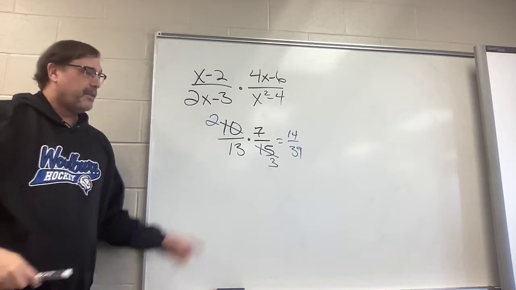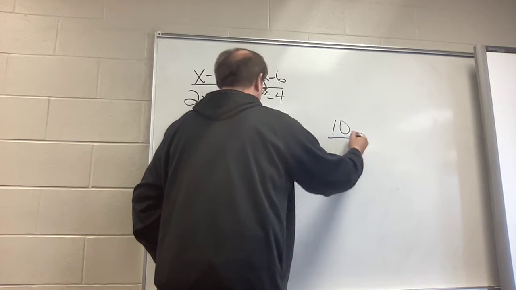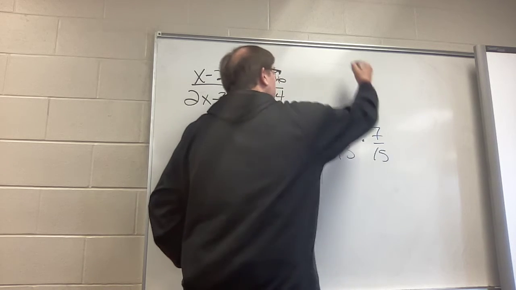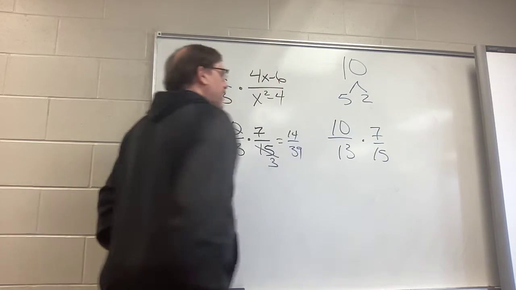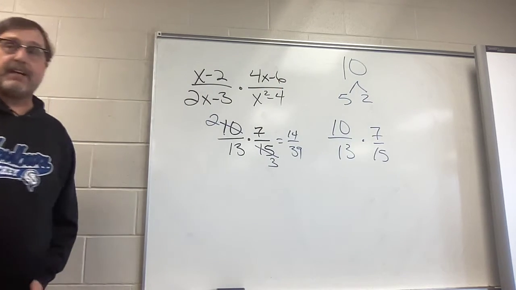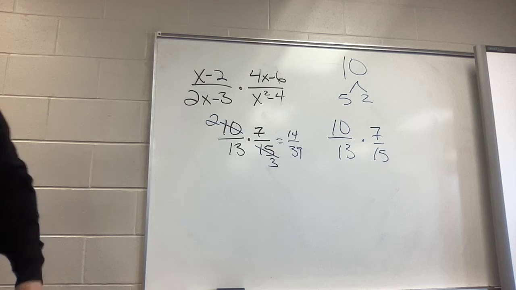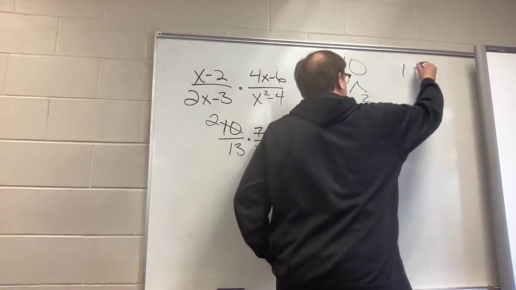All right. The other way they might have taught it was this way. They might have said 10 over 13 and 7 over 15. They would have gone to the elementary school factor shrub, where you take 10 and make it 5 times 2. Raise your hand if you love factor shrubs. I loved them.